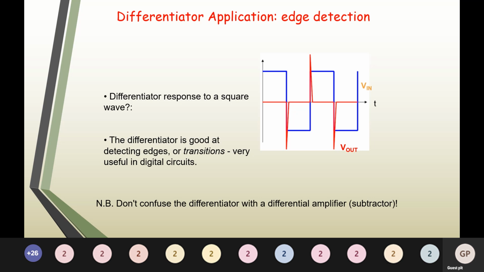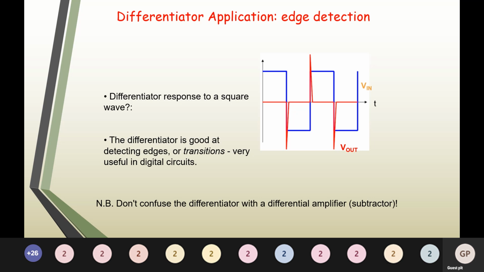When I give a square input to this differentiator circuit, wherever I have a transition, wherever I have an edge, whether it is a positive to negative edge or a negative to positive edge, at that place spikes will get generated. You can see sharp spikes are generated here. When it is from positive to negative, a negative spike is generated. From negative to positive, a positive spike is generated. Hope you can understand this.